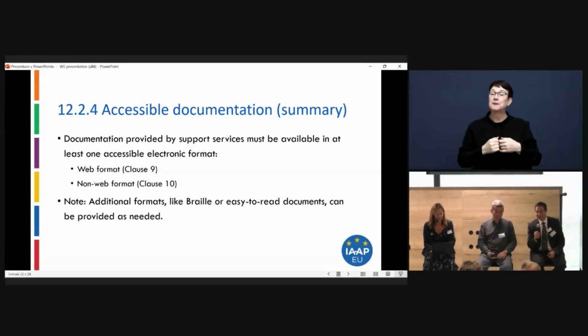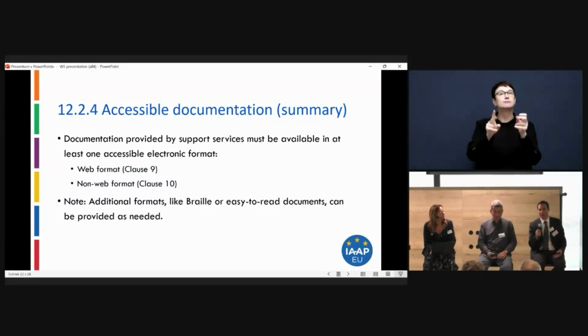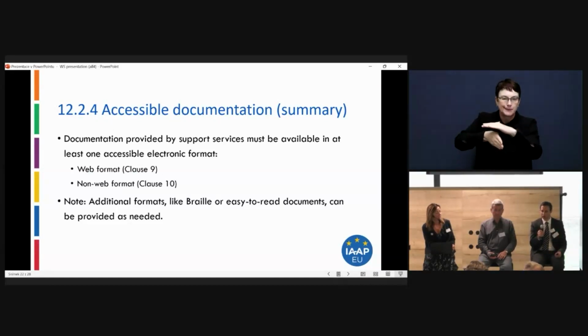Last one is about accessible documentation. Again, it goes back to support services. It is about documentation provided by support services. And I would like to emphasize that because in the discussion, it was very easy to stray from that. So the requirement says, and it's a simplified version of the standard, that if support service provides documentation, it must be available in at least one accessible electronic format, either a web format, conforming to clause 9 of the standard, or a non-web format, basically document conforming to clause 10 of the standard.